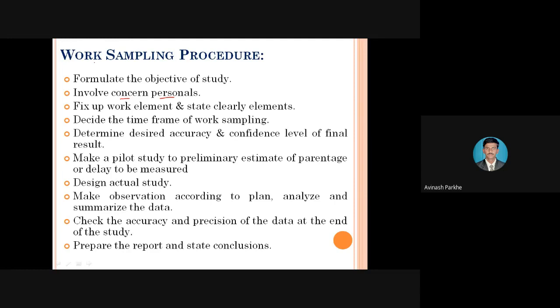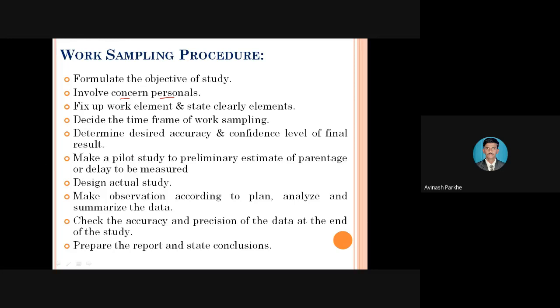That observer is the third person. The operator does not act as an observer. The task of the operator is only to perform the operation. The supervisor is coming and he is only doing the number of observations. Therefore, the second step is to involve concerned personnel. Here we have to involve one supervisor or one management person in order to observe a number of things at a number of times.